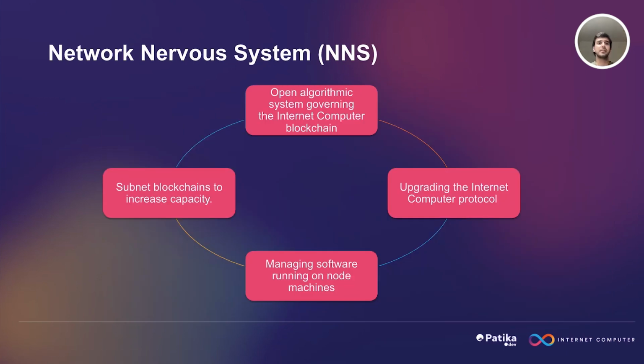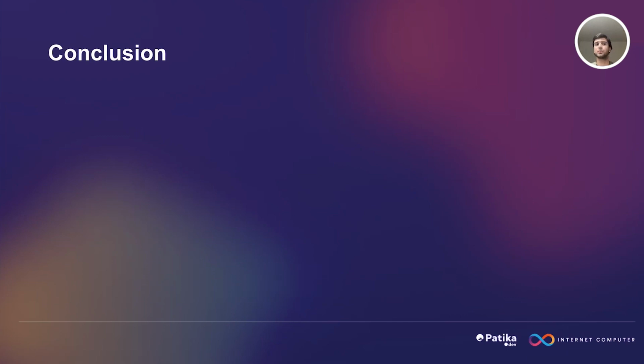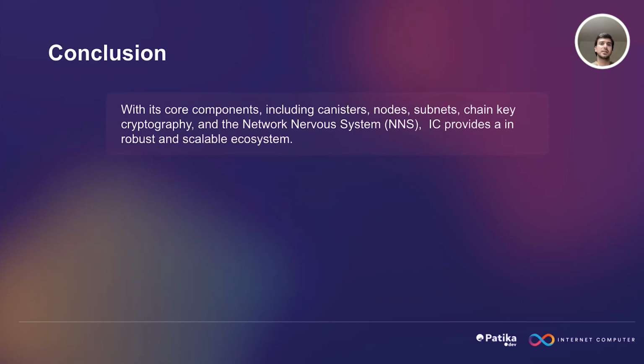Now, let's look at the Network Nervous System, which we know from our last video, again, to understand how it works with ICP and what it brings to the table. Again, the NNS is an open algorithmic system governing the Internet Computer blockchain, which we can say behaves as one of the world's biggest DAOs, which we call decentralized autonomous organizations. And its further functionalities are upgrading the Internet Computer Protocol, managing software running on node machines, and subnetting blockchain to increase capacity.